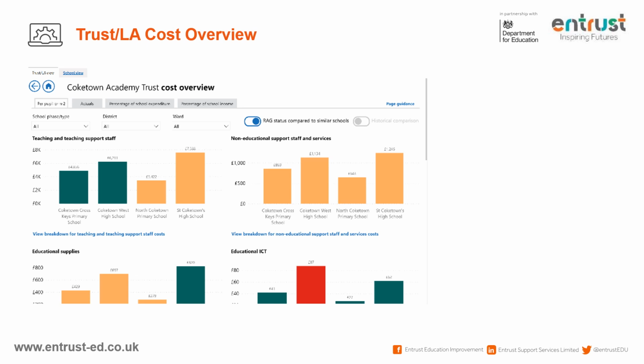The tabs along the top of the screen enable you to present the graphs in a number of different ways, including a per pupil or metre squared basis, actuals, percentage of expenditure, or percentage of income. The historical toggle can be used to see up to 3 years of historical data on the graphs. The link under each graph takes the user to a more detailed breakdown of the cost category.